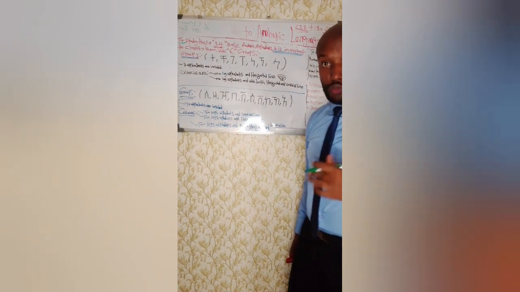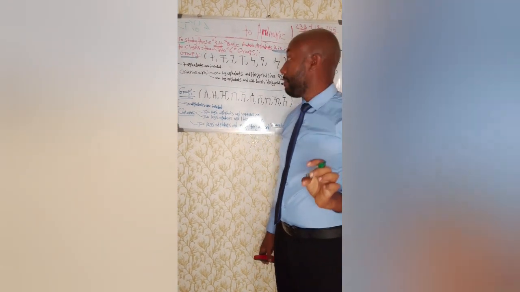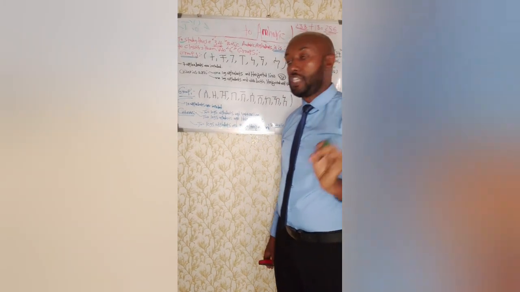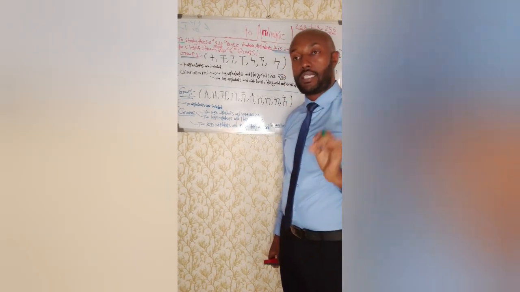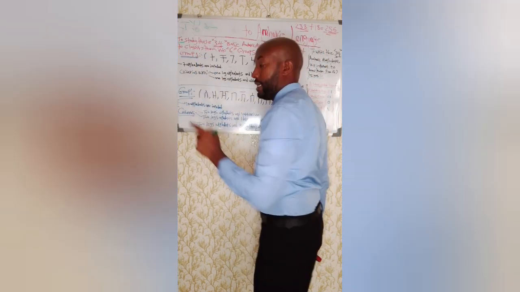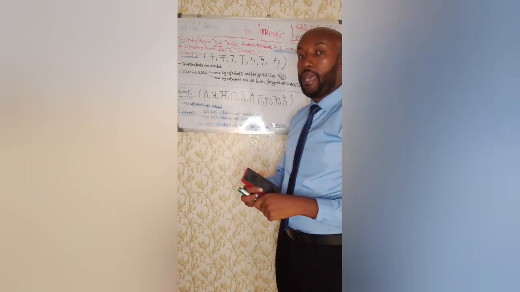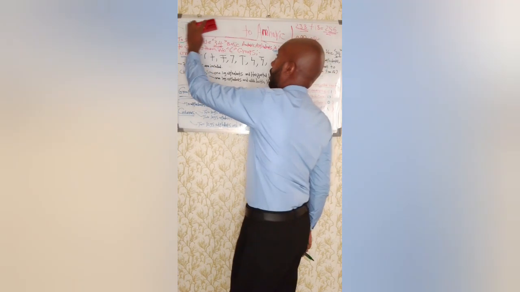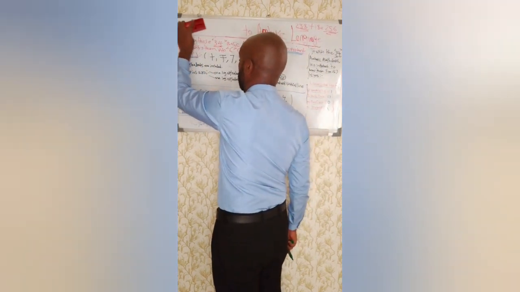And in order to study these 34 Amharic alphabets, it's important to classify them into what? Into 6 groups, okay? So it's important to classify the 34 Amharic alphabets into 6 groups. So we will see each group, okay?